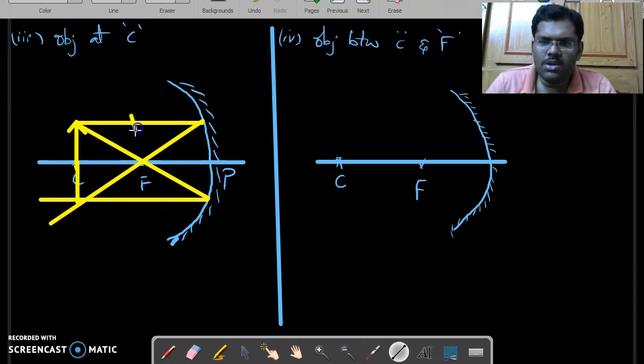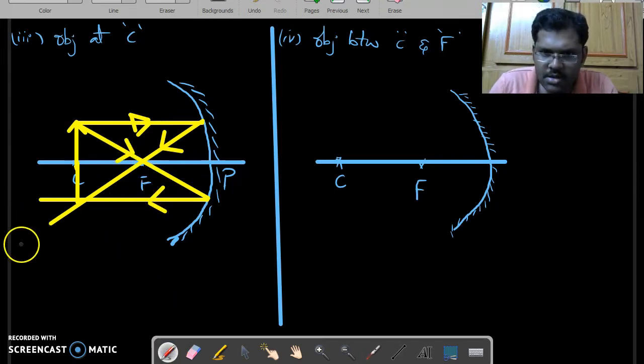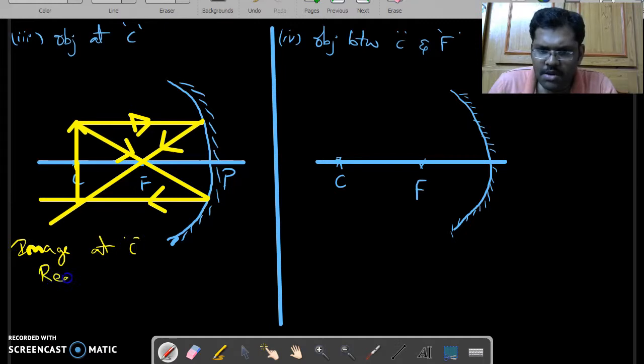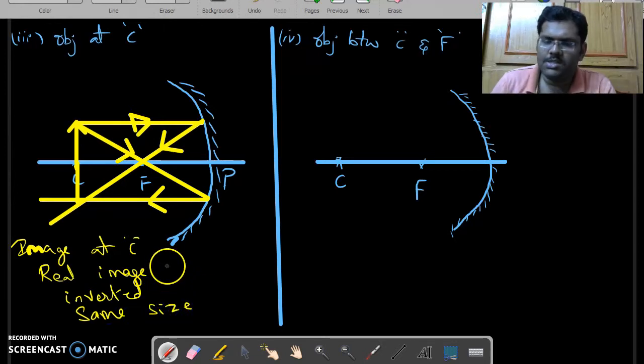So all you need is to draw exactly with the help of a compass and a scale, taking correct measurements. So what will be the nature of the image here? The image will be formed at C itself. The image will be a real image. It will be inverted, and also it will be the same size. There will be no change in the size, so it will be the same size over here.